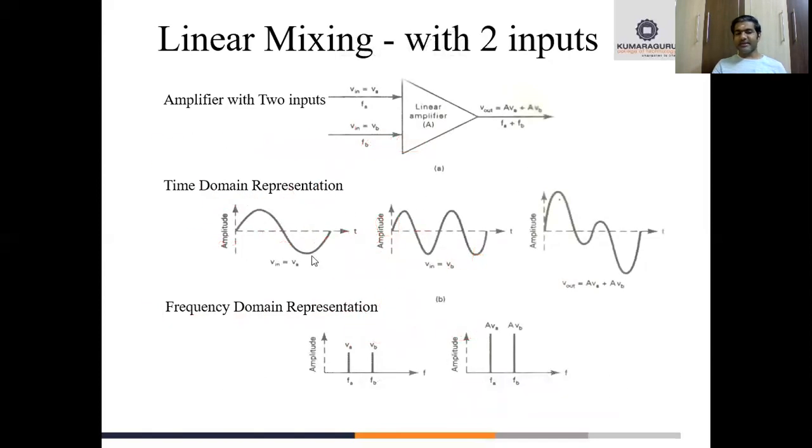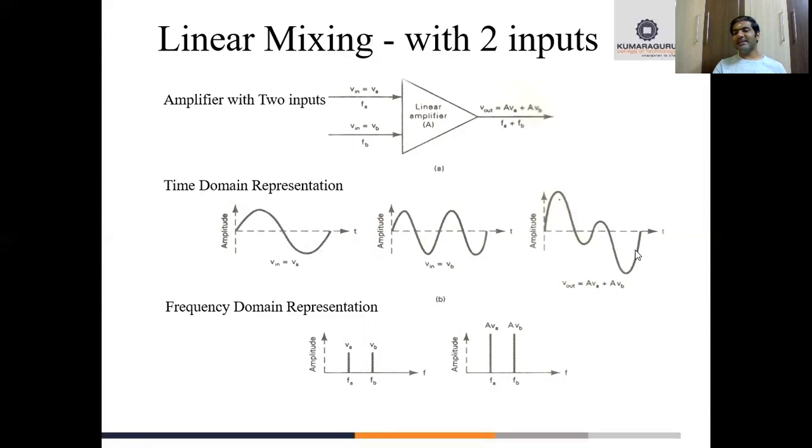So see, time domain representation. This is your input voltage VA and this is your input voltage VB. Now both are summed by A times, so A into (VA plus VB). When you add signal VA and signal VB, you will have a signal like this.